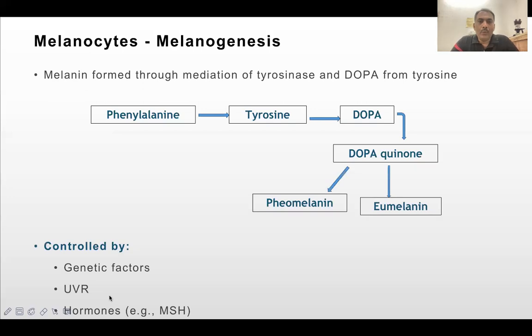The melanin is formed through the mediation of tyrosinase and DOPA. The basic structure is phenylalanine, which is converted to tyrosine, which is converted to DOPA, then dopaquinone, and then dopaquinone is converted to two types of melanin, the pheomelanin and the eumelanin. This conversion of phenylalanine to melanin is controlled by genetic factors, ultraviolet rays, and hormones such as melanocyte stimulating hormone.